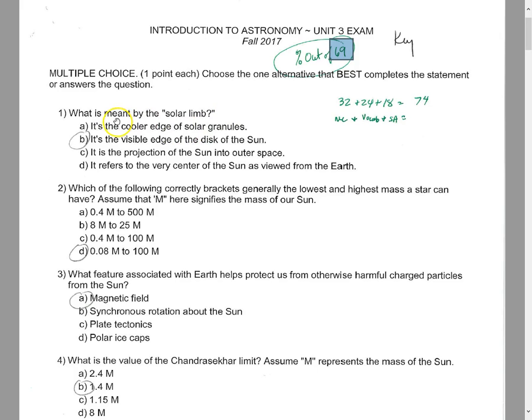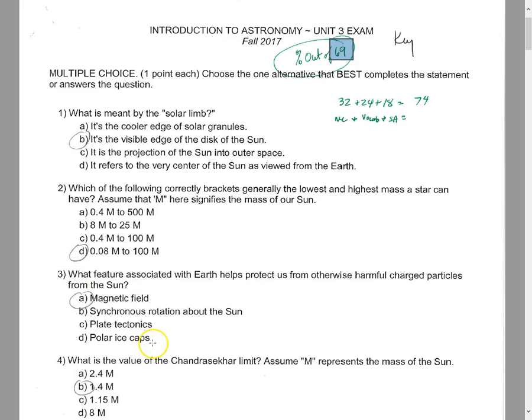So the first question was about the sun. It says, what is meant by the solar limb? And the best answer there is B. It's the visible edge of the disk of the sun. Question 2 was about the size that a star can be, the masses. And the best answer there is D, 0.08 solar masses to 100 solar masses. Question 3 says, what feature associated with the Earth actually helps protect us from charged particles associated with the sun? And the best answer there is A, Earth's magnetic field.